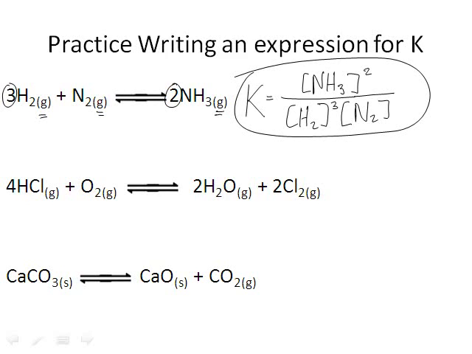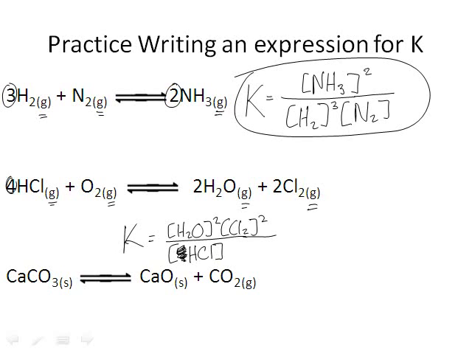Second reaction, let's take a peek and see if anything gets left out. We've got gas, gas, gas, and gas, so everything made it in. K equals products on top, so H2O squared times Cl2 squared over 4HCl, over HCl raised to the fourth power because of that 4 coefficient times O2.